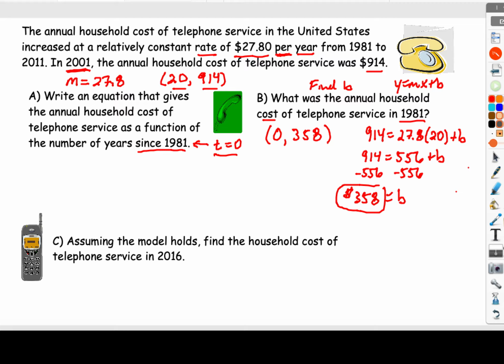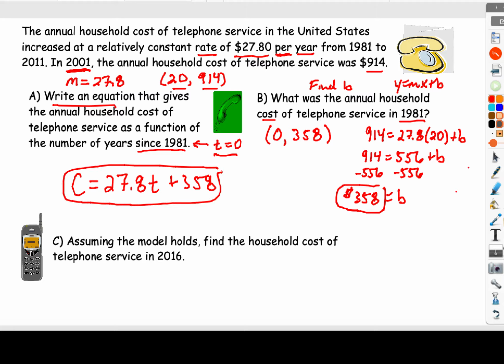Well, now I can go back to part A, write an equation. Well, hey, I know the slope. I now know the intercept. So again, we can say the cost will be equal to the slope, 27.8, times t, the years since 1981, plus 358. So we have our equation right there.